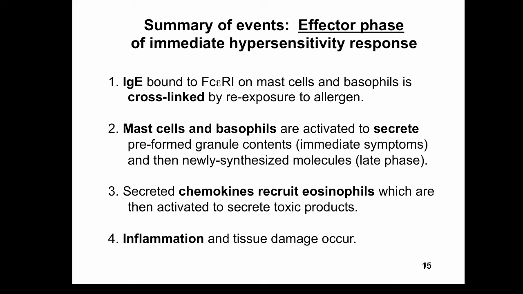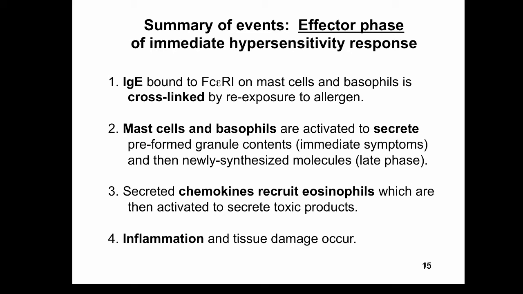So to summarize, the sequence of events that are involved with the effector phase of an immediate hypersensitivity response. The first thing is that the IgE that's already bound to Fc receptors on mast cells is cross-linked by re-exposure to allergen. Then mast cells are activated to secrete preformed granule contents. This causes the immediate symptoms. And then a little bit later, newly synthesized molecules are released, which is associated with a later phase of an allergic response.